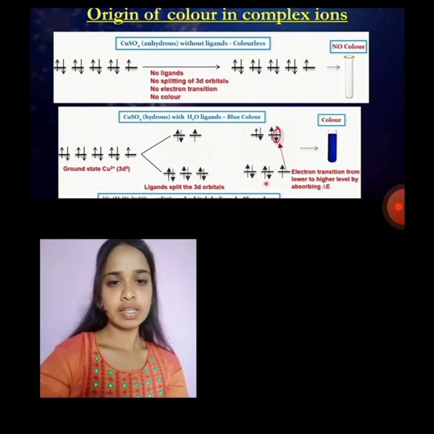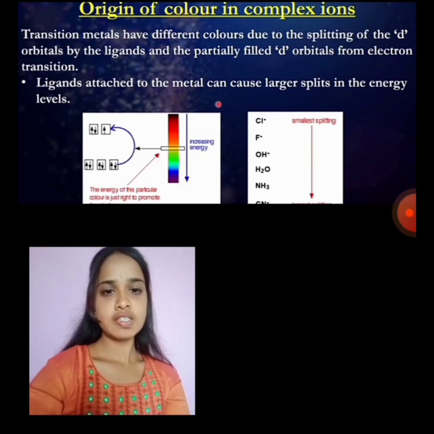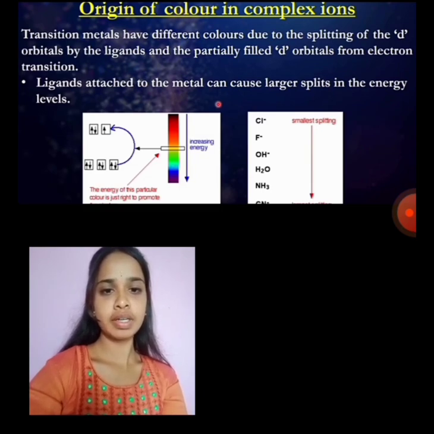Next, anhydrous CuSO4 with H2O ligand is blue. Electron transition from a lower energy level to a higher energy level is observed, in delta, giving this blue color. Origin of color in complex ions: transition metals have different colors due to the splitting of d orbitals, while ligands partially fill the d orbitals through electron transition.